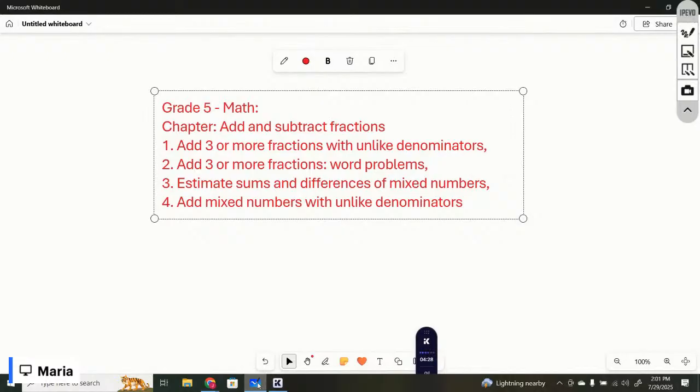We are here for grade 5 math. You can find all the lessons on aplusstudents.com.